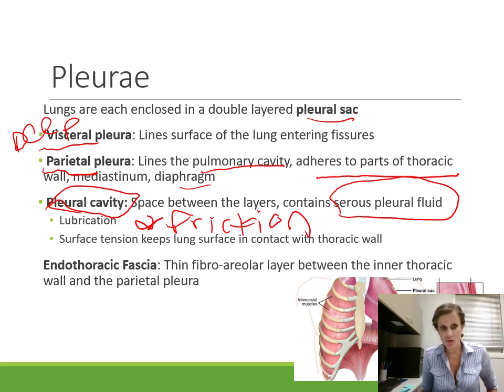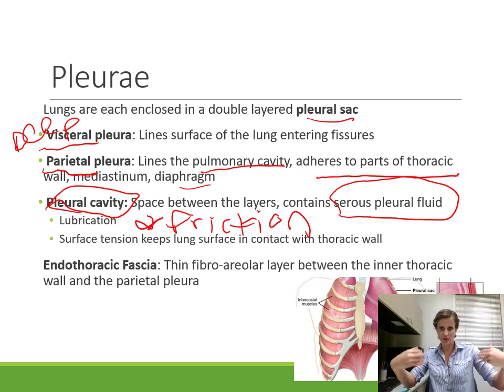The fluid is also important because it provides surface tension. Remember, water is a polar molecule, so it forms hydrogen bonds with other water molecules. And so the fluid has mostly water, and it has a good amount of surface tension or adhesion. What this does is this surface tension helps to hold these two layers together. So it helps to hold the visceral layer on the lungs to the parietal layer, which is connected with the thoracic wall. So think of the surface tension as this attraction between the lungs and the thoracic wall.